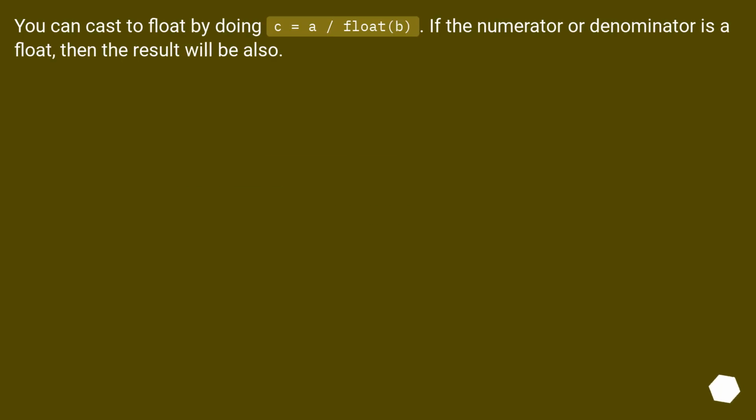You can cast to float by doing c = a / float(b). If the numerator or denominator is a float, then the result will be also.